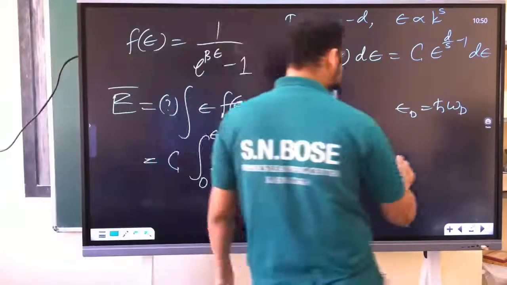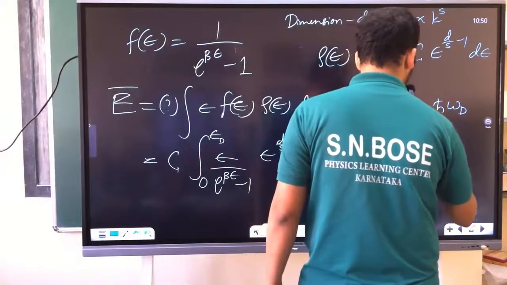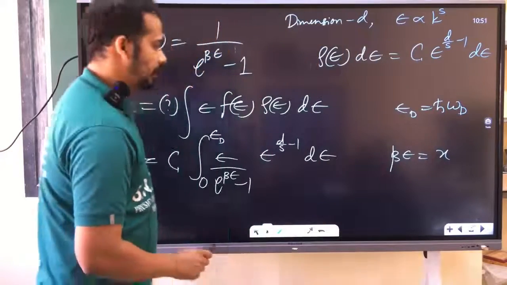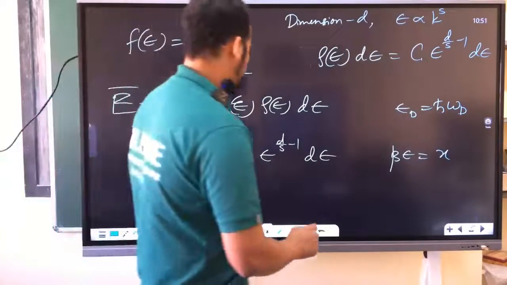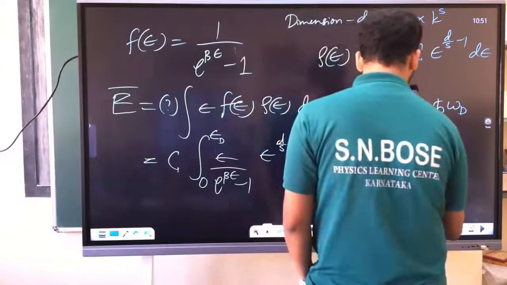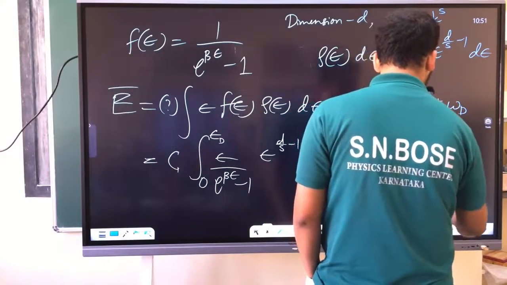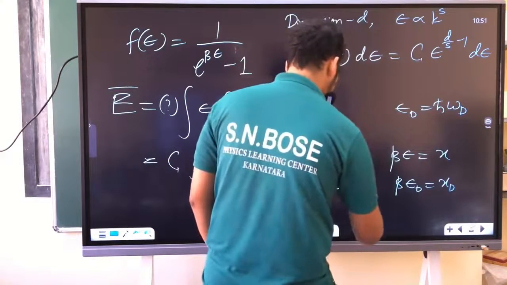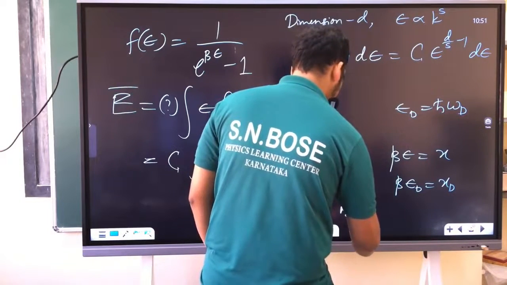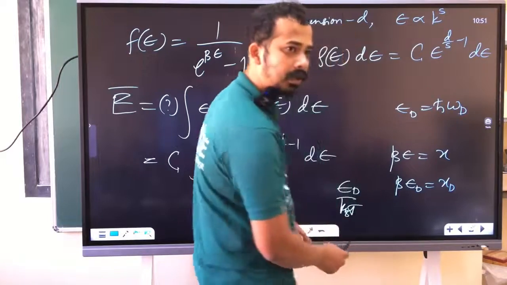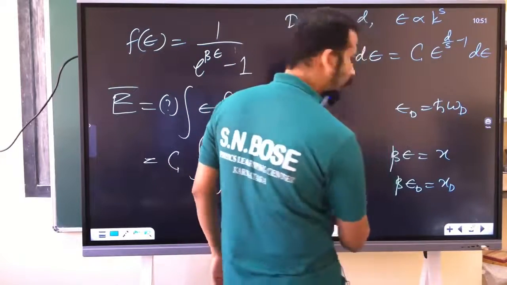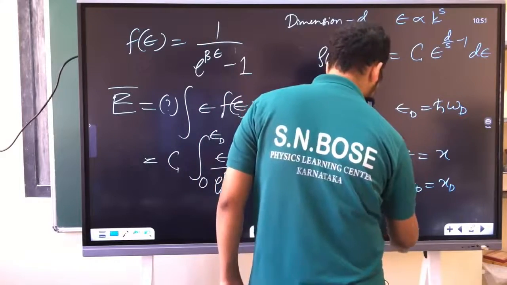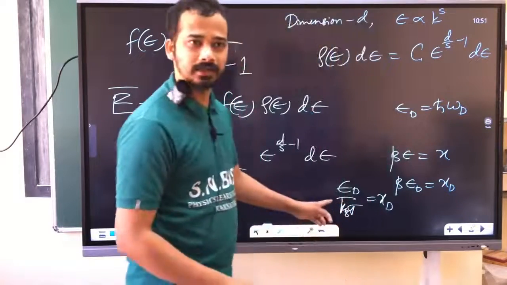You put beta e equal to x. Beta e is equal to x. So then beta ed is equal to xd. Am I right? Then we argue that ed divided by kbT at low temperature, actually it's omega d in the theory, is equal to xd. This is very, very high. We argue like this.